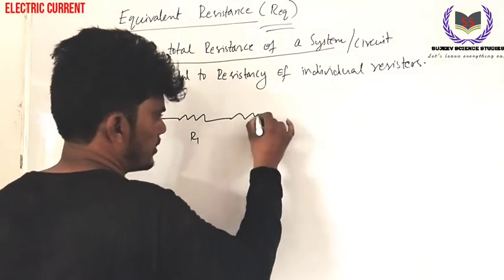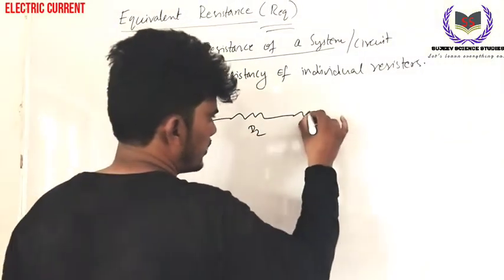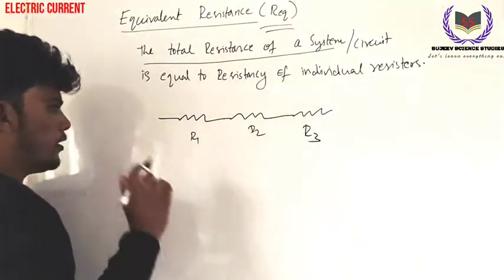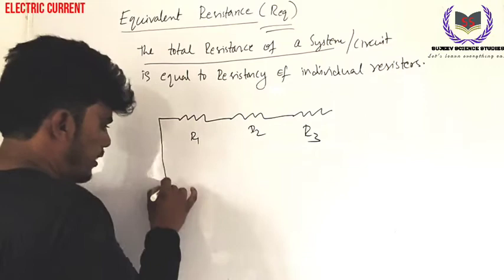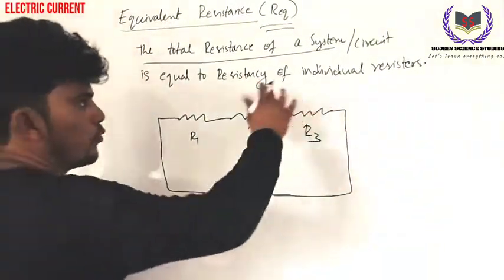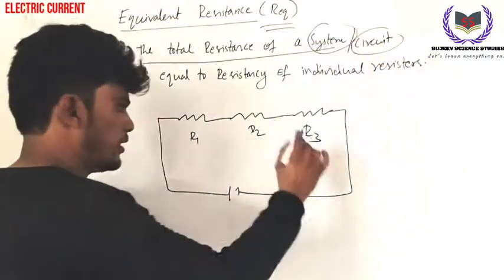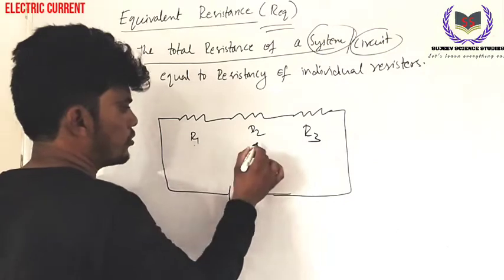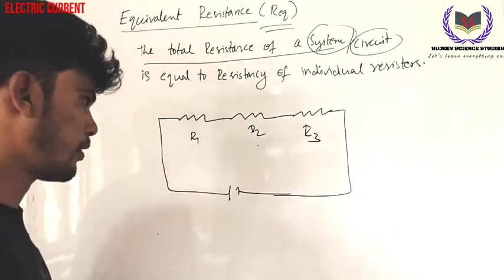I will connect another resistor. This is R2, and I will connect another resistor. This is R3. And this is a battery. So it is one system, or one circuit. Look here, how many resistors are there? 1, 2, 3. Three resistors are there.